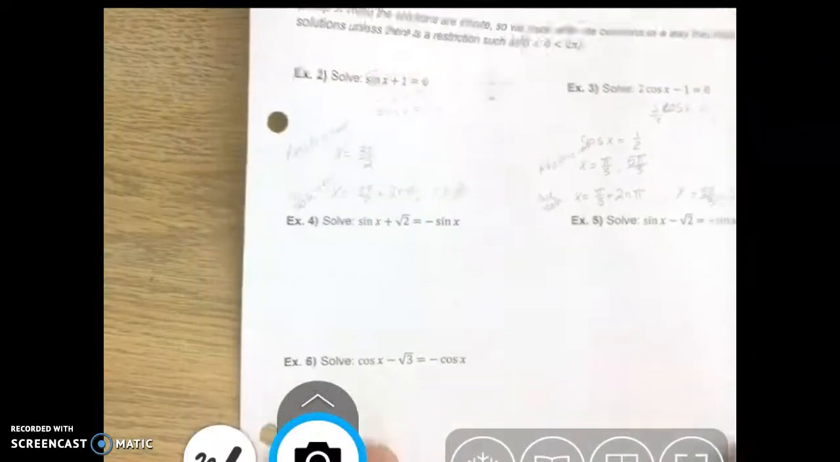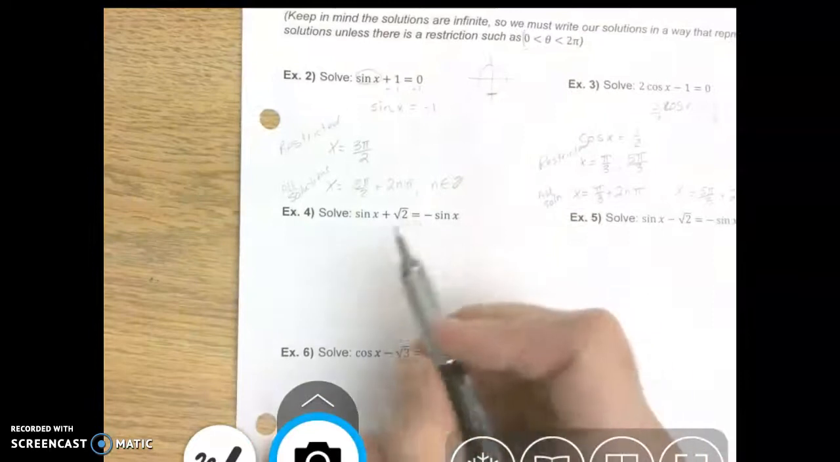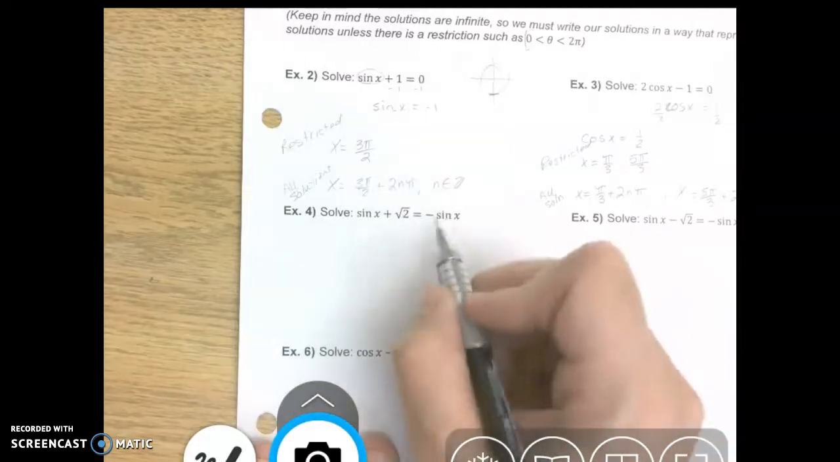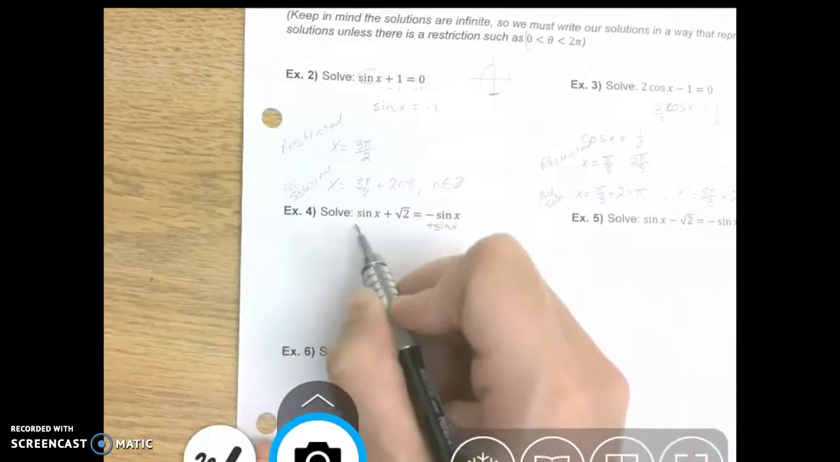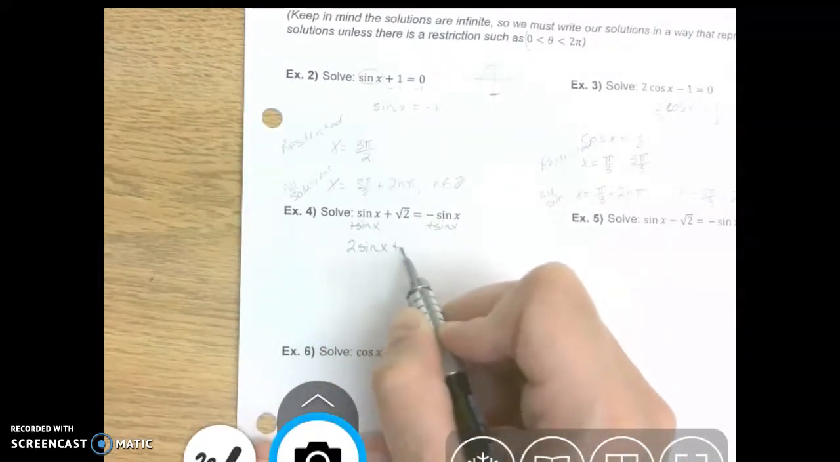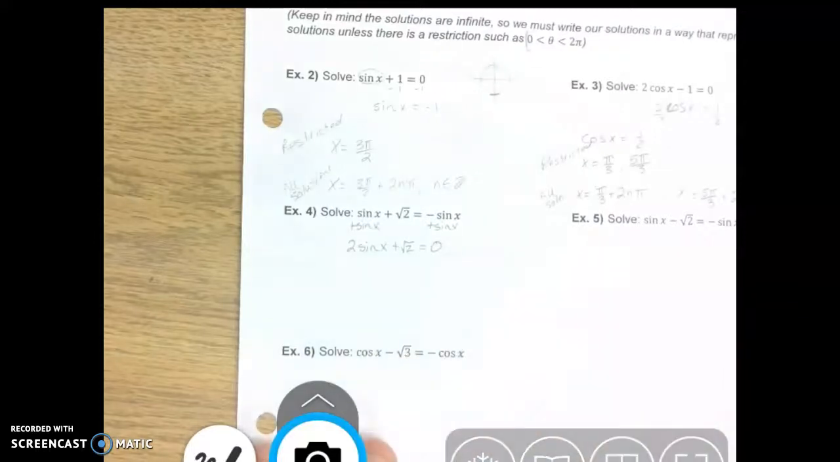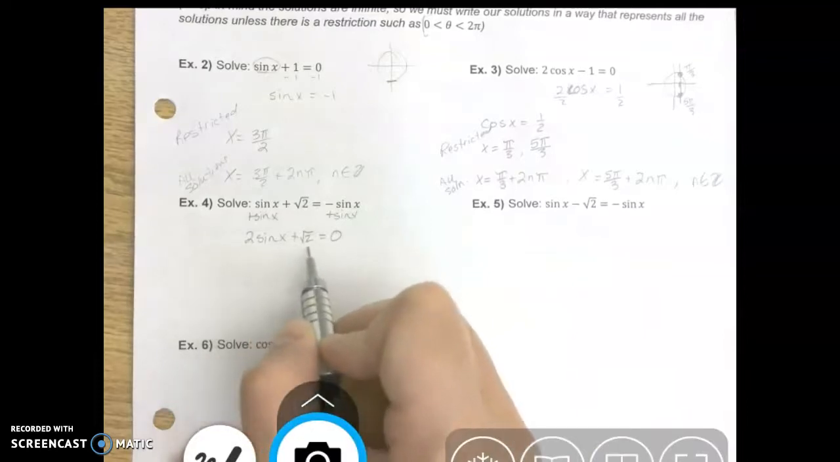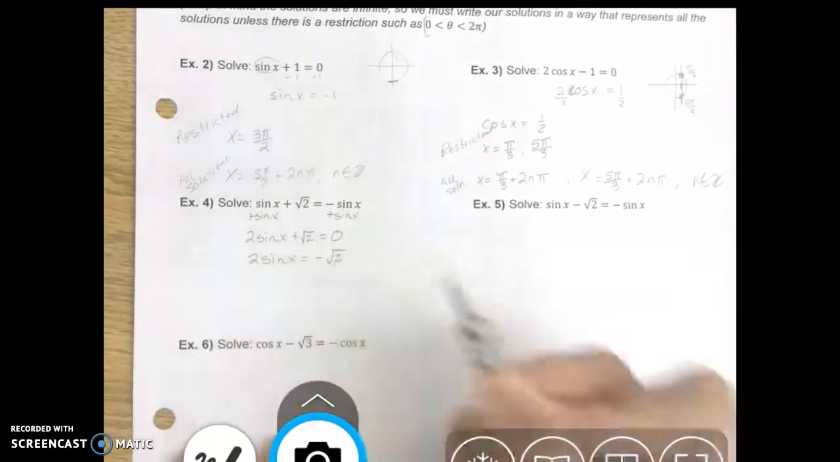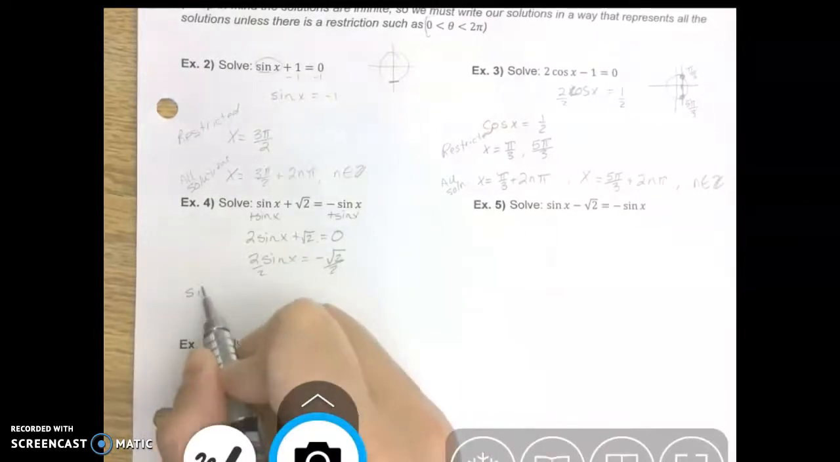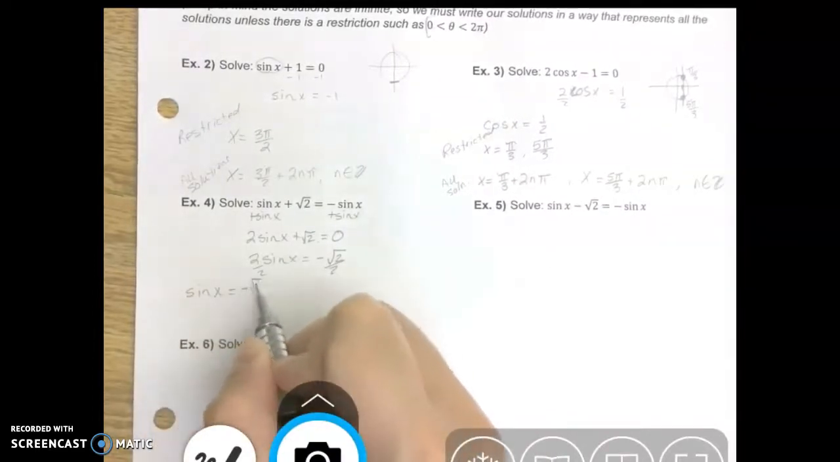Okay, example 4. In this case, I have sine of x plus square root of 2 equals negative sine of x. I'm going to add sine of x here, and I'll get 2 sine of x plus the square root of 2 is equal to 0. All right, when I subtract the square root of 2, I get 2 sine of x is equal to a negative square root of 2. Divide by 2, and I have that the sine of x is equal to a negative square root of 2 over 2.